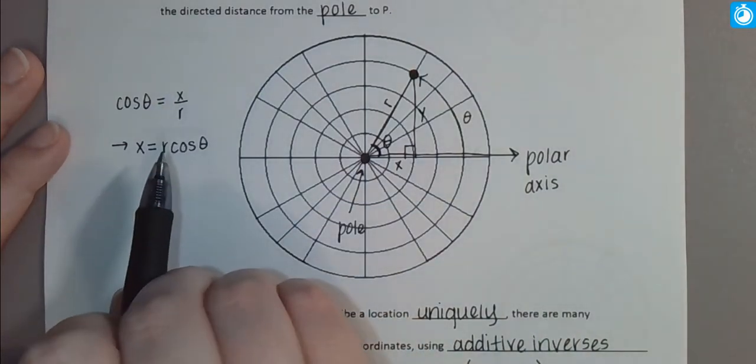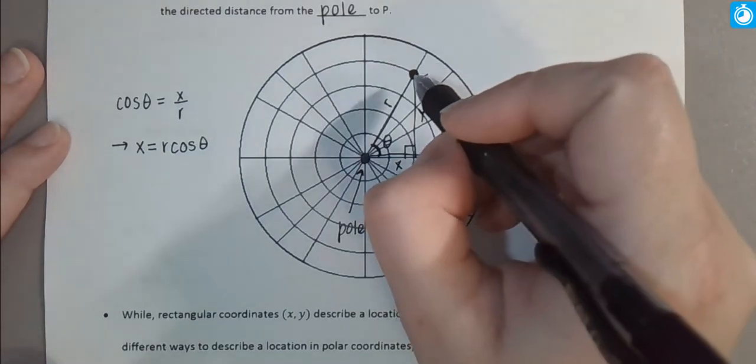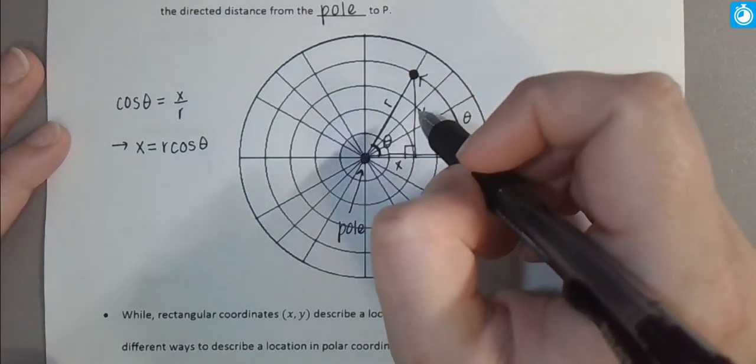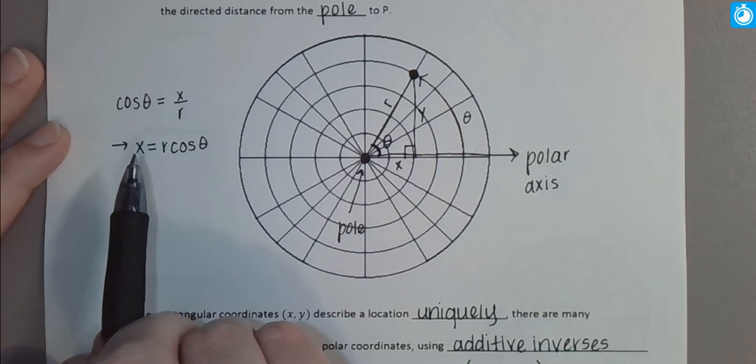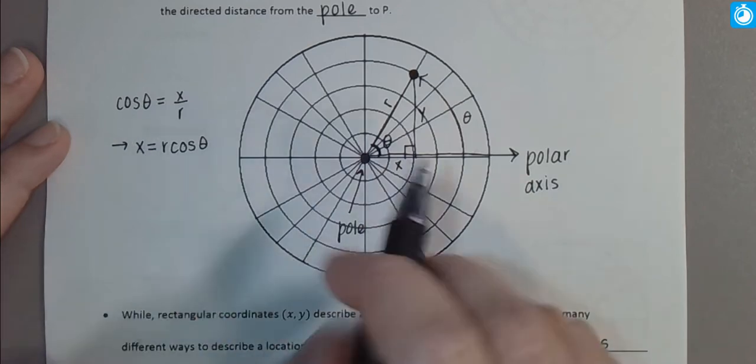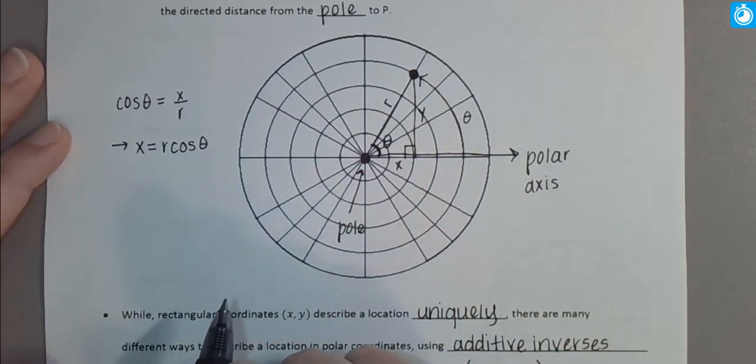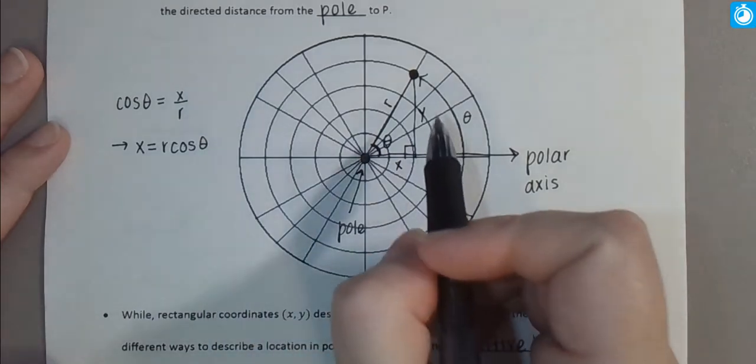So if we were given r and theta to represent this particular location in polar coordinates, that would be enough information for us to find the corresponding x coordinate that would map to that particular point. Now, same kind of thing for y.